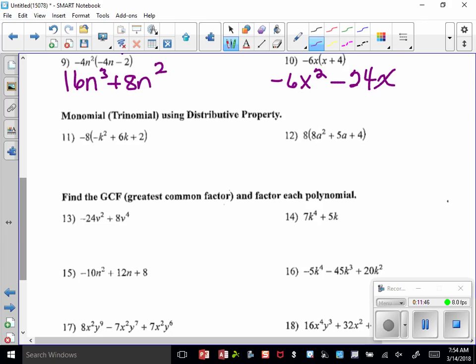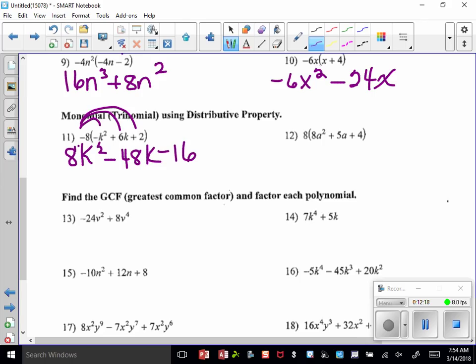So that was multiplying a monomial times a binomial. Now we're going to multiply a monomial times a trinomial. Same thing, distributive property. Negative 8 times a negative k squared will give me a positive 8k squared. Negative 8 times a positive 6 will give me a negative 48k. And negative 8 times a positive 2 will give me a negative 16.